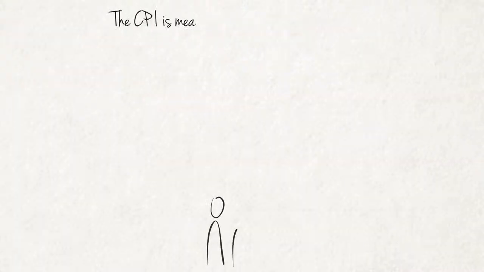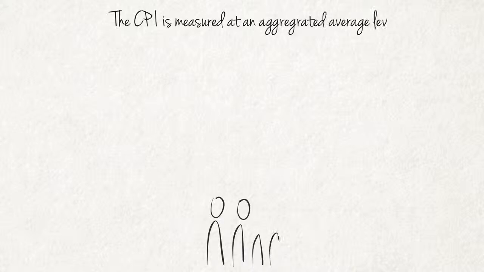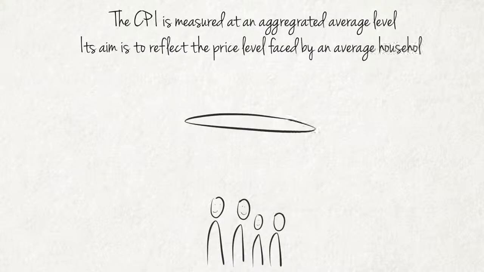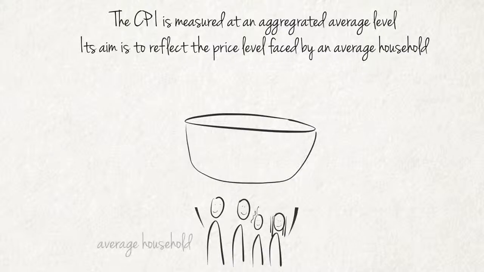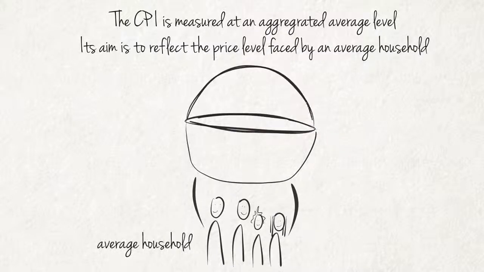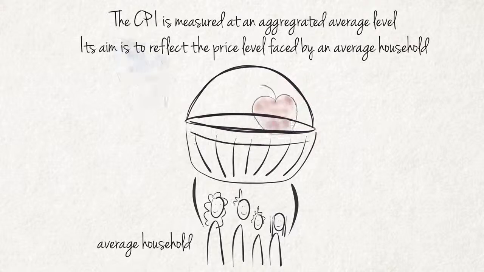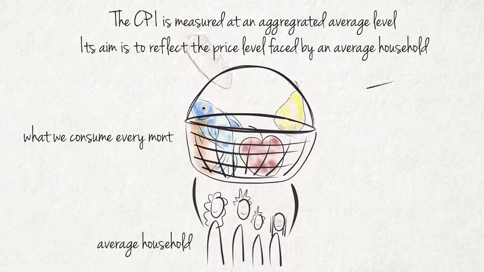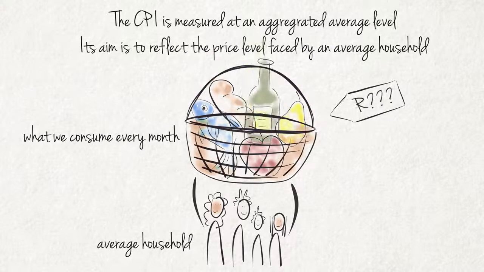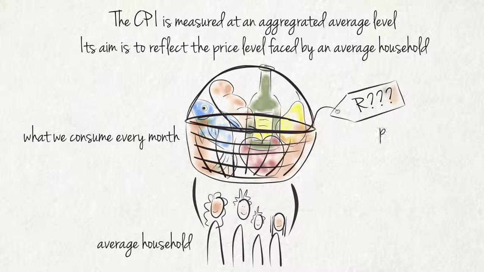The CPI is measured at an aggregated average level. Its aim is to reflect the price level faced by the average household. Visualize, for example, a huge basket containing all of the hundreds of goods and services consumed every month by a typical household. But what do we mean by price level and average household?